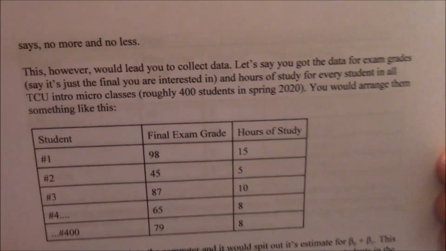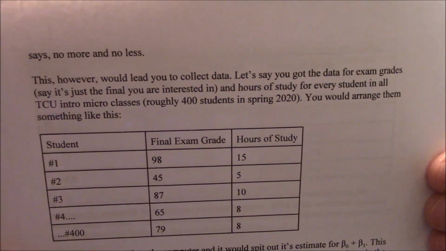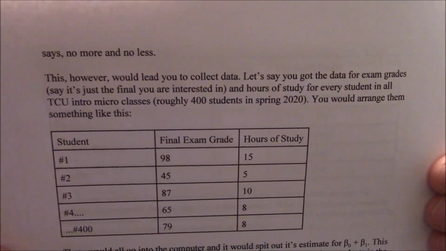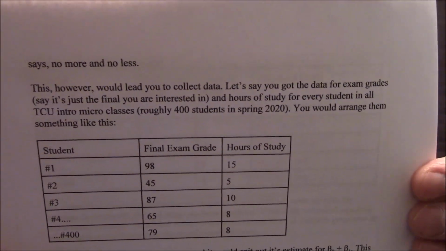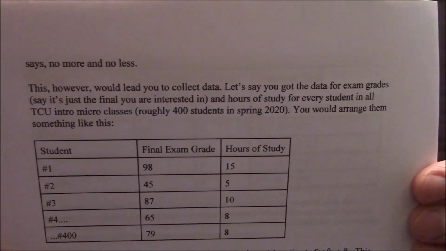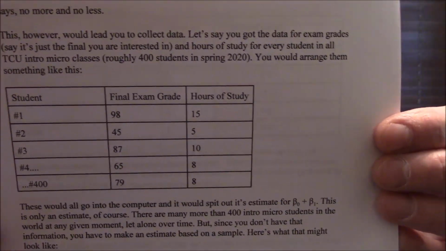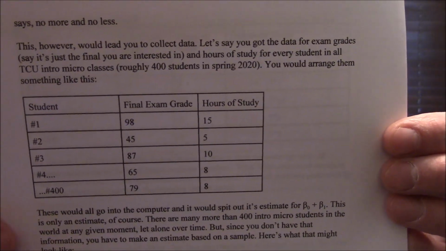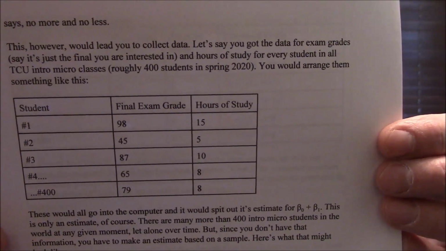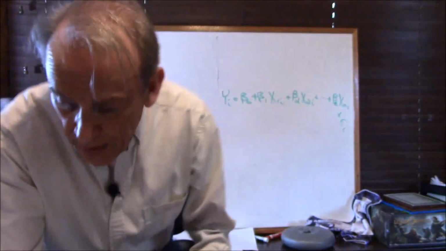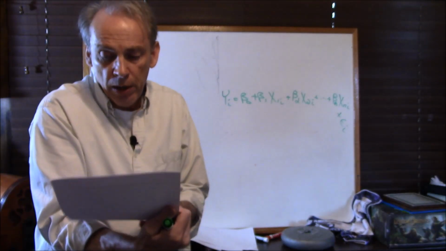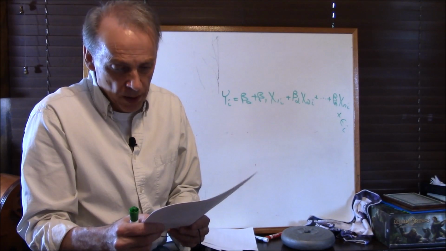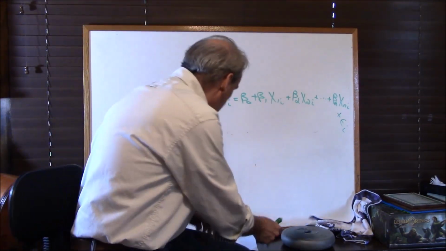What if you got, let me walk over here. What if you got, we're going to estimate it, so you've got to collect data. So let's say you've got the data for exams, just the final, and hours of study for every student in all TCU intro micro classes. You would arrange them something like this. You'd have like student 1, student 2, student 3. You probably wouldn't have their name, because that would probably be information you weren't supposed to be keeping. Then their final exam grade and their hours of study. All right, so you plug all this into the computer. And then these all go into the computer, and it would spit out its estimates for beta sub 0 and beta sub 1. And this is how you write that.